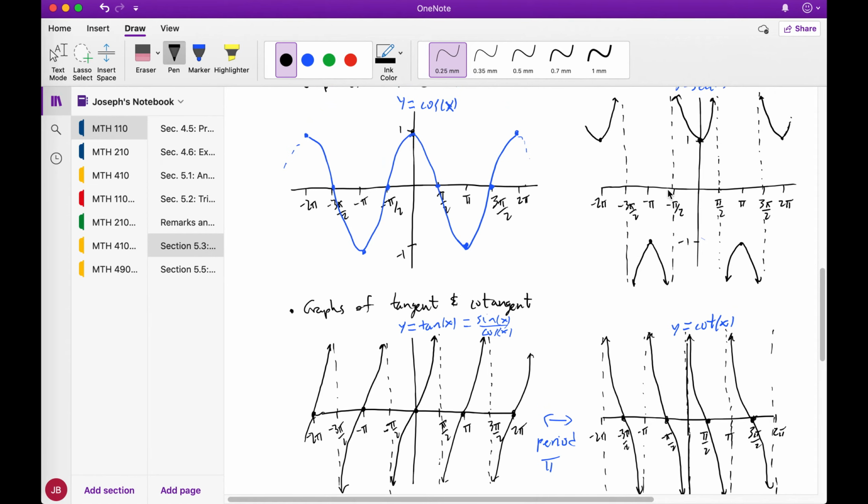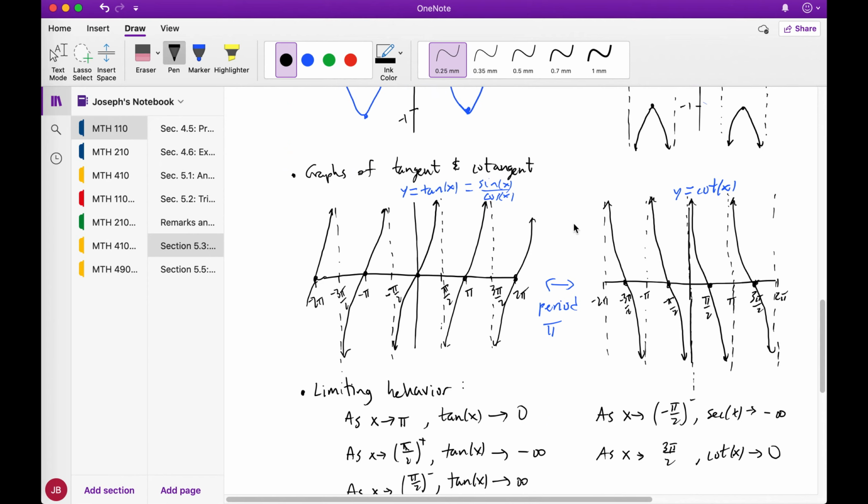Secant graph, look to minus pi over 2. Look to the left of it. Where are the secant values shooting? Well, down towards minus infinity. And now here's 3 pi over 2. Look at the cotangent graph. Where are the y values settling? Well, right here at 0, right?